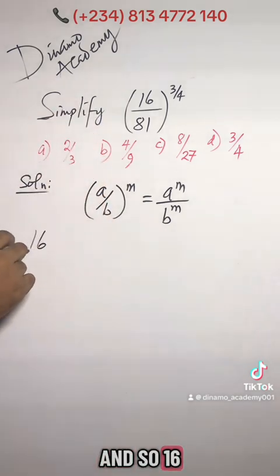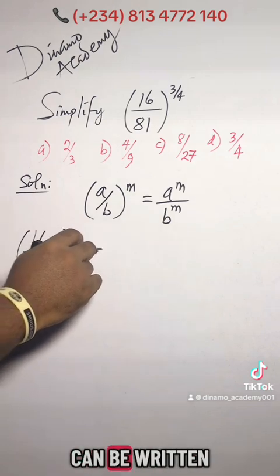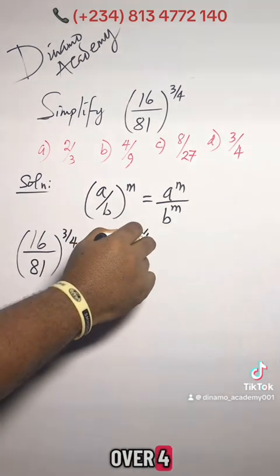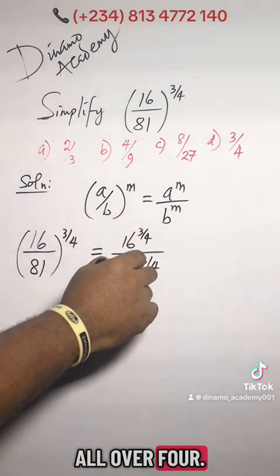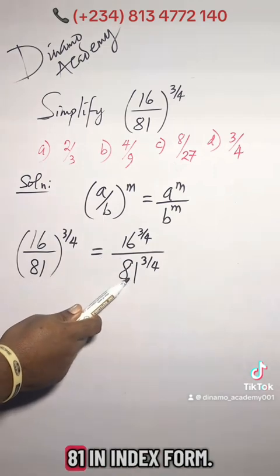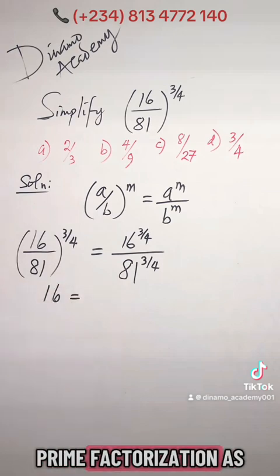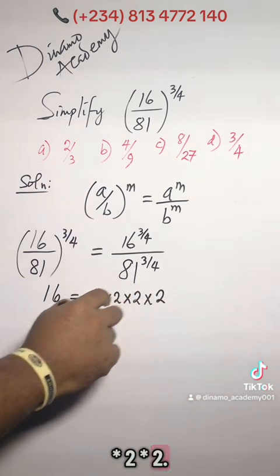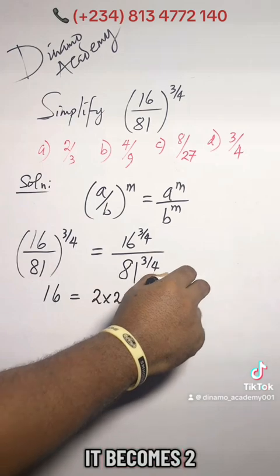And so (16/81) all raised to the power 3/4 can be written by this law as 16 raised to the power 3/4 divided by 81 raised to the power 3/4. Now, at this point, we want to express the numbers 16 and 81 in index form. We know that 16 can be written by prime factorization as 2 times 2 times 2 times 2. So 2 times 2 is 4, 4 times 2 is 8, times 2 is 16. And when you write that in index form, it becomes 2 raised to the power 4.